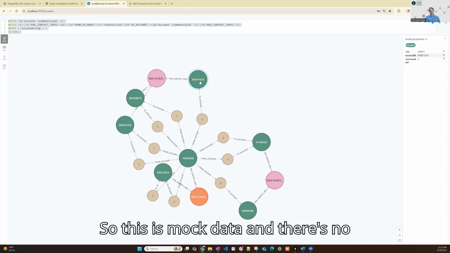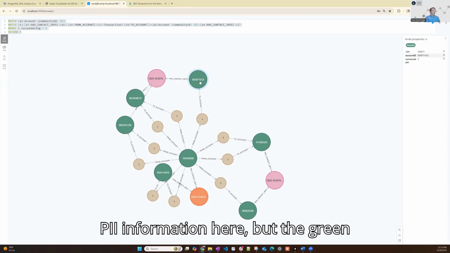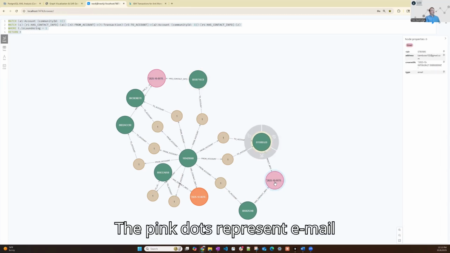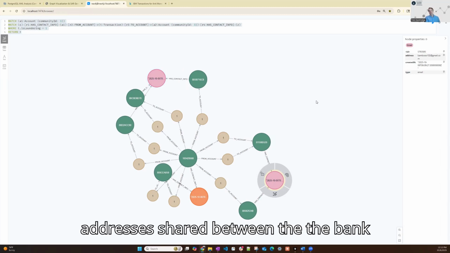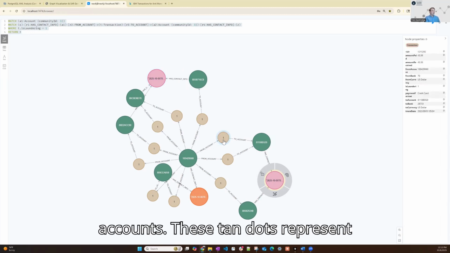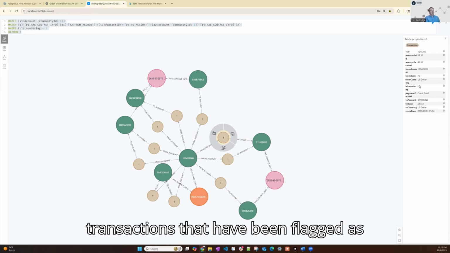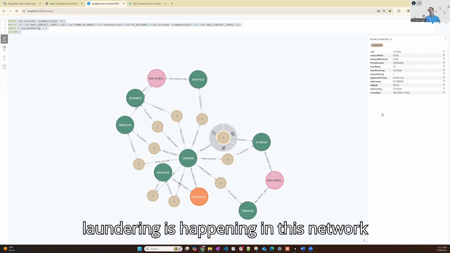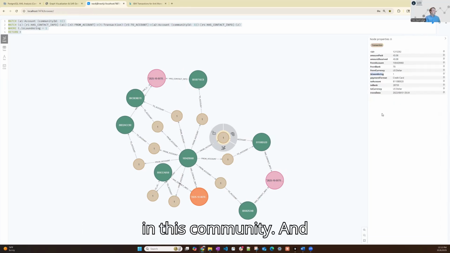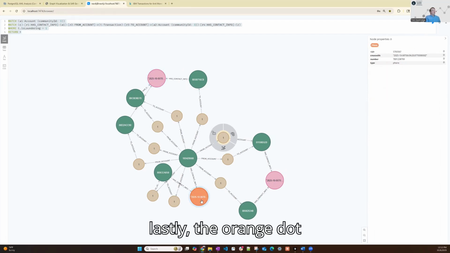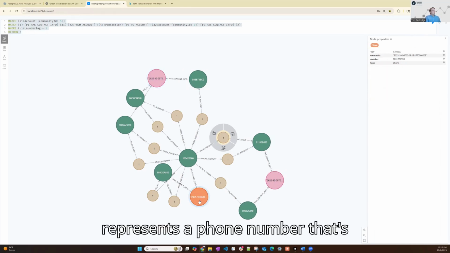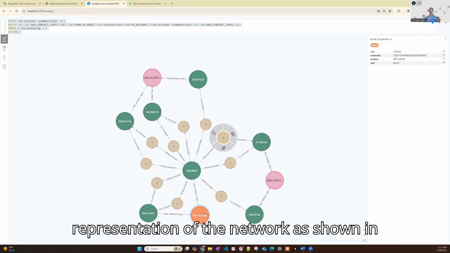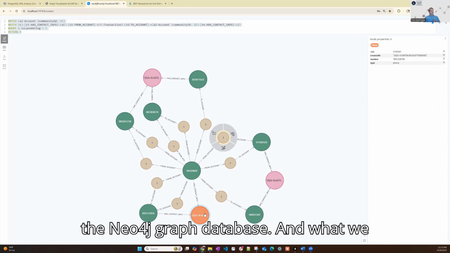So this is mock data. There's no PII information here, but the green dots represent different bank accounts. The pink dots represent email addresses shared between the bank accounts. These tan dots represent transactions that have been flagged as is laundering equals true. So money laundering is happening in this network, in this community. And lastly, the orange dot represents a phone number that's connected to these two different accounts. So this is a visual representation of the network as shown in the Neo4j graph database.